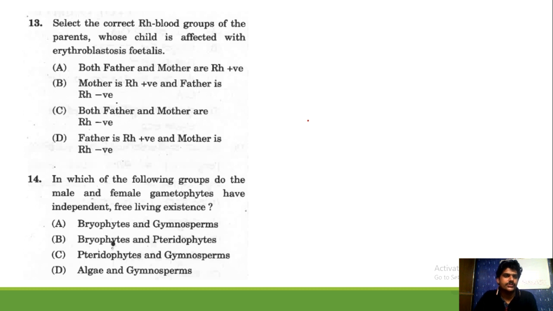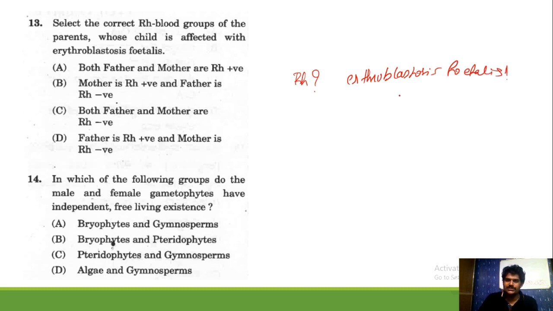The 13th question is: select the correct Rh blood groups of the parents whose child is affected with erythroblastosis fetalis. The first two questions that come to all of you are: what is Rh blood group, and what is erythroblastosis fetalis? In simple words, I am not going to stretch it because the time is up, and a lot of time has been taken.